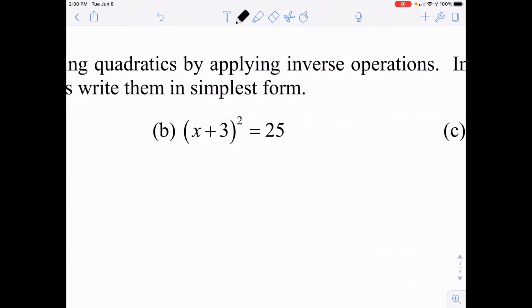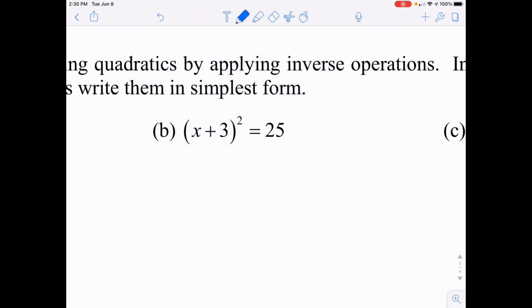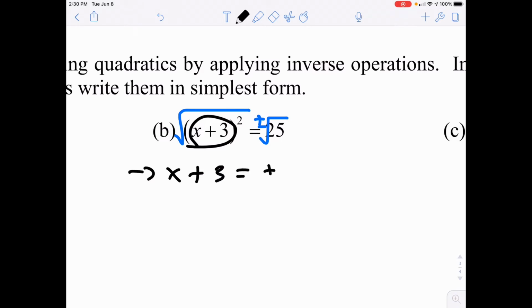Letter B. Now, if the x has a term that's trapped in a grouping symbol, let's eliminate the grouping symbol first. The grouping symbol would be the parenthesis with the squared. So let's get rid of the parenthesis and the squared first. We're going to start this one by square rooting both sides. When we rewrite this, the x plus 3 pops out, and that is equal to plus or minus 5. The square root of 25 is 5.